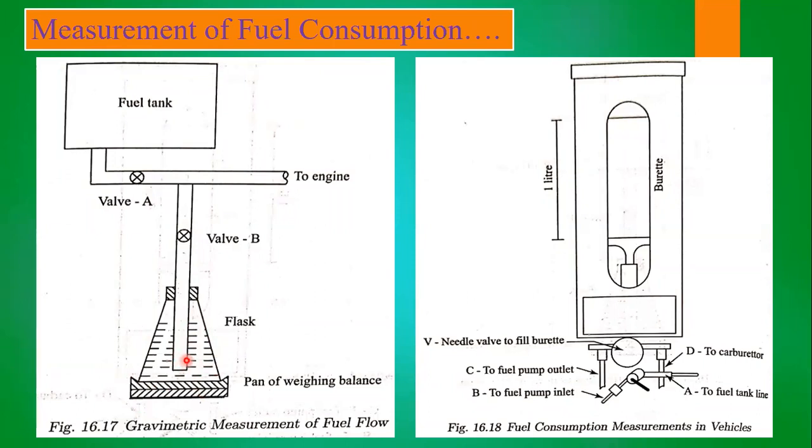So we will get the start and stop of the timer, and we already know the amount of fuel we have taken. That amount of fuel taken divided by time taken will give us the gravimetric analysis of fuel consumption. That is what a gravimetric measurement of fuel consumption is.